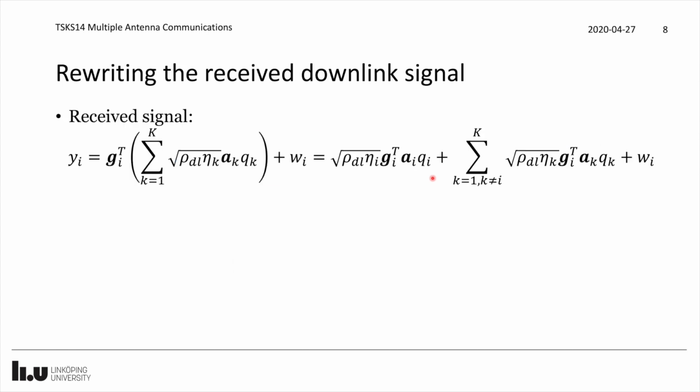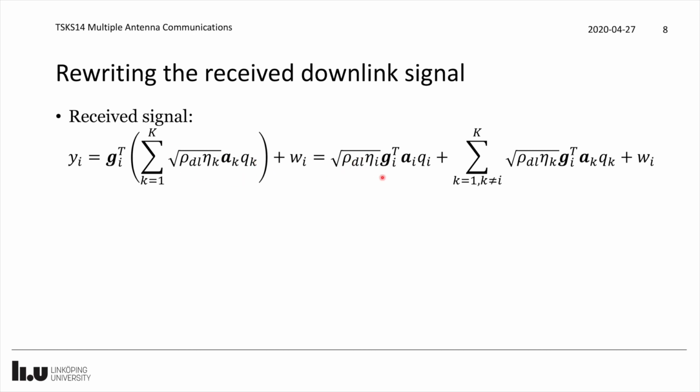So we look back now at this received signal at user i. So y_i is equal to the channel vector g_i transposed, and then here we have the transmitted signal, and here we have the noise term. So the transmitted signal when we're using precoding is a summation over all of the users. We have the total transmit power, we have the eta k parameters that are telling us how we are dividing the power between the users. We have the precoding vector of user k, and we have the data that is transmitted towards user k. And we can now rewrite this by pulling out the term that is the desired one.